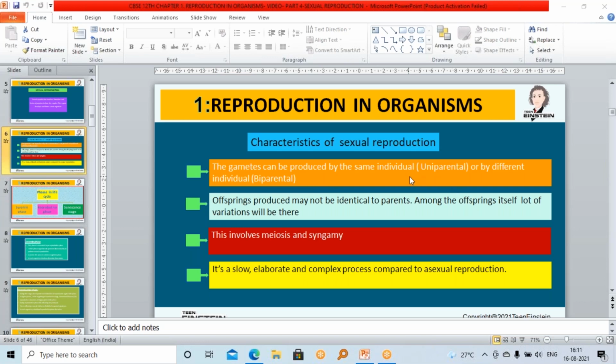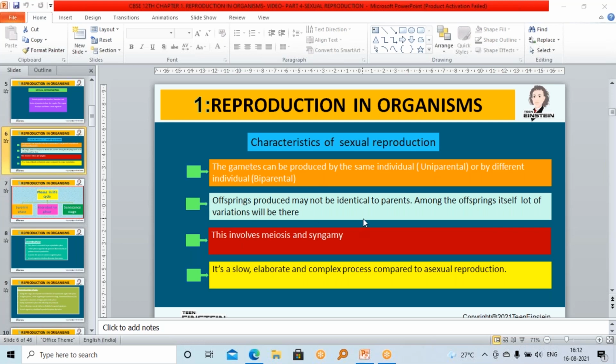Means, if the same organism is producing the gametes, it is uniparental, and biparental means different organisms from the same species will be producing them. The male and female gametes will be produced by different individuals. That is called biparental. Bi means two. Biparental means two parents are producing the gametes. Uniparental means a single parent is producing the gametes.